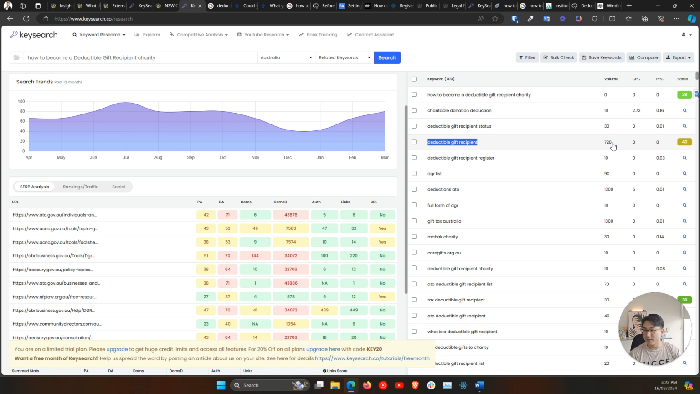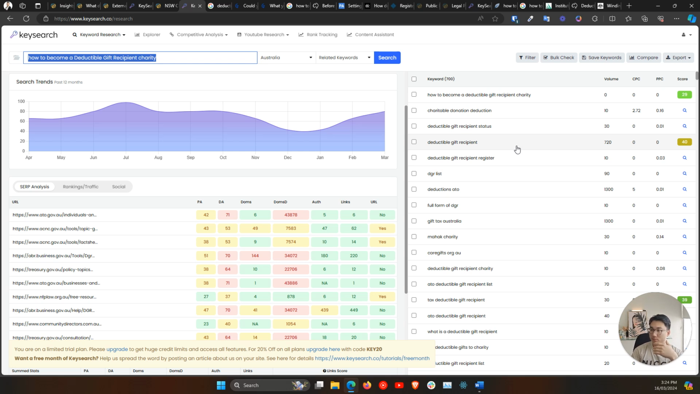It's because the original search term, how to become a DGR charity, apparently has very, very low volume, and so I have to pivot my approach in finding the article topics in relation to this topic about DGR. I have to pivot my method.